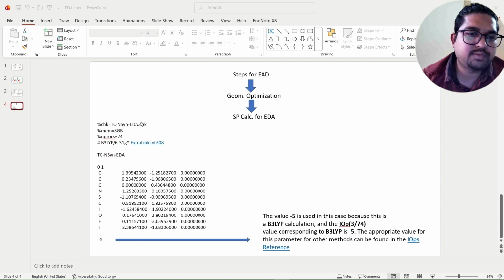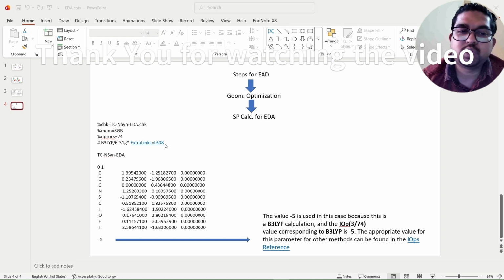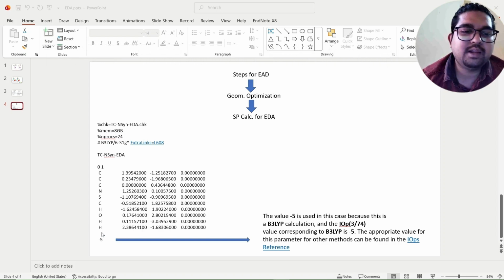Here this is the path for the checkpoint file, the memory that I'm using, and the processors that I'm using. Right now I'm using B3LYP and this basis set, and this keyword you need to put for EDA analysis, that is extralinks equals L, L stands for link 608. Once you give this, there will be a blank space followed by the name of your molecule, blank space, then the charge and multiplicity of your molecule followed by the coordinates of your molecule, then an empty line, and then you need to put -5 over here.